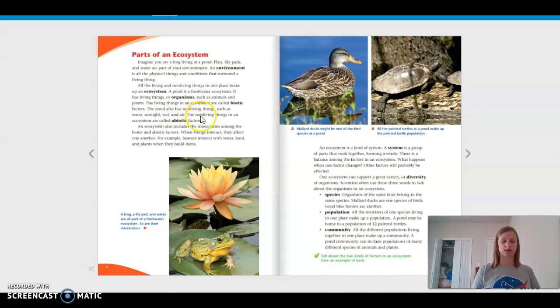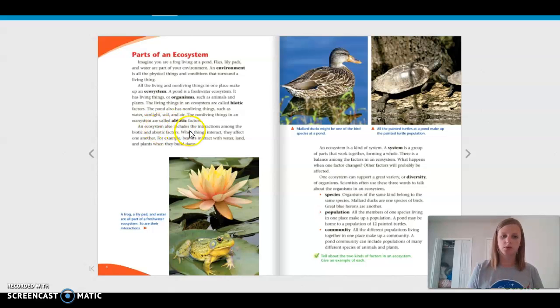The pond also has non-living things such as water, sunlight, soil, and air. The non-living things in an ecosystem are called abiotic factors. Abiotic factors. A means not. So abiotic means not living.